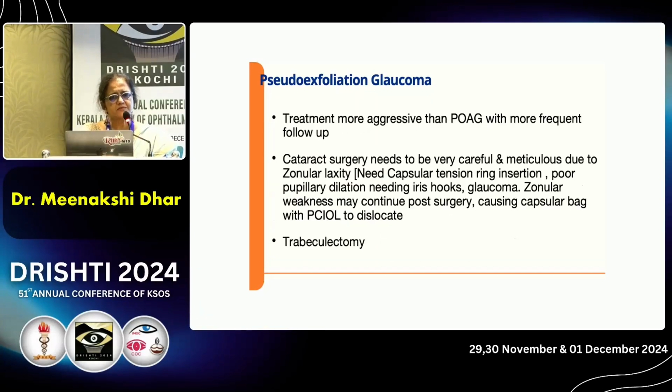Treatment, as I said, is more aggressive, and when cataract surgery is done, we need to be more careful, because there is a chance of zonular dialysis. There's a chance that it will be a poorly dilating pupil. We may need iris hooks. We may have to put a CTR. We have to ensure that we get a good outcome and decrease the phaco-dynamic parameters when we are doing such a surgery.